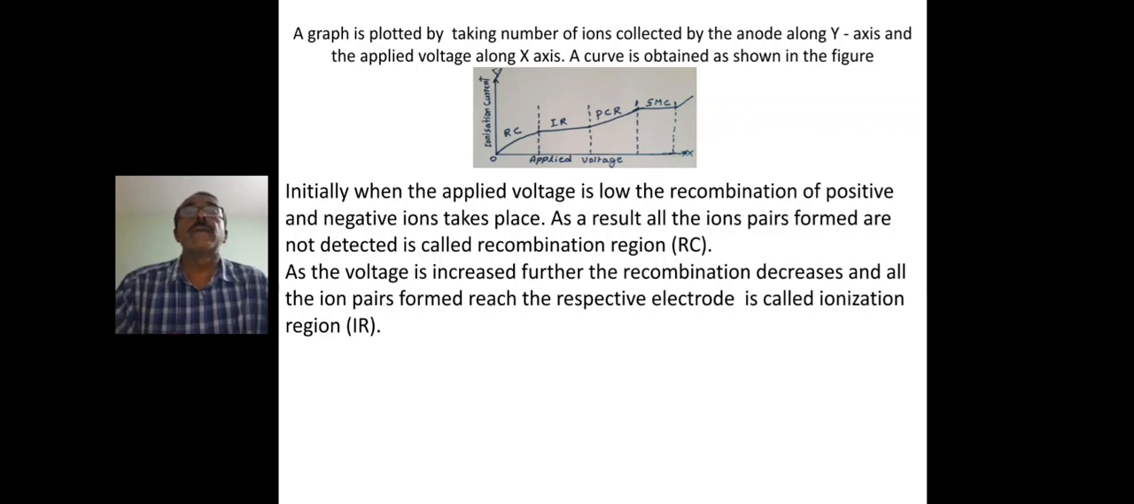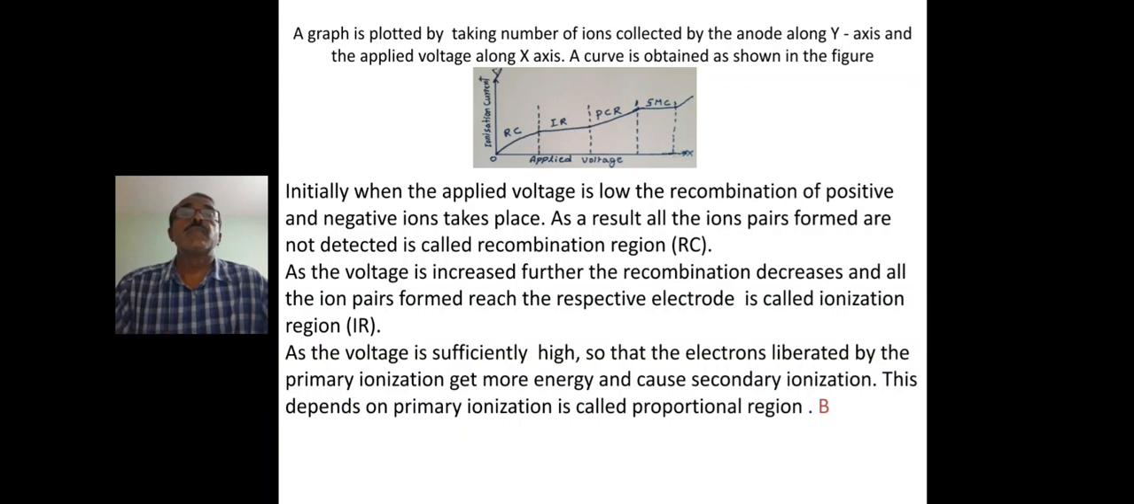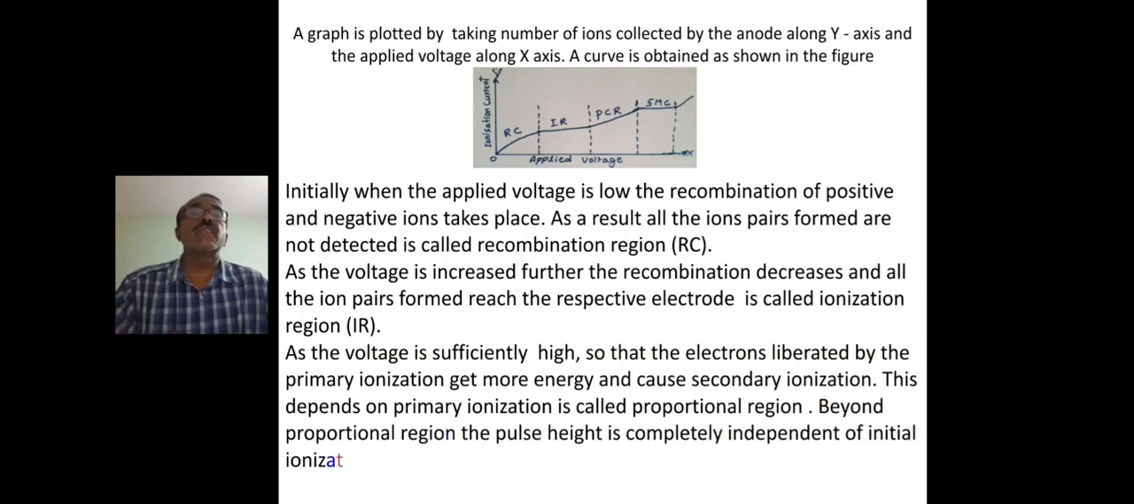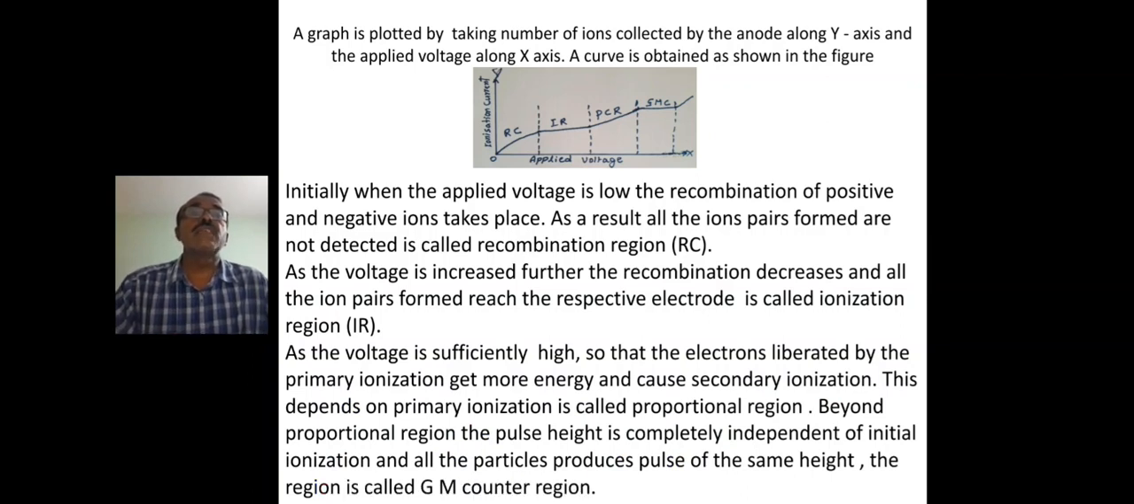As the voltage becomes sufficiently high, the electrons liberated by the primary ionization get more energy and cause secondary ionization. This depends on the primary ionization, therefore it is called the proportional region. Beyond the proportional region, the pulse height is completely independent of the initial ionization, and all the particles produce a pulse of the same height. This region is called the GM counter region.